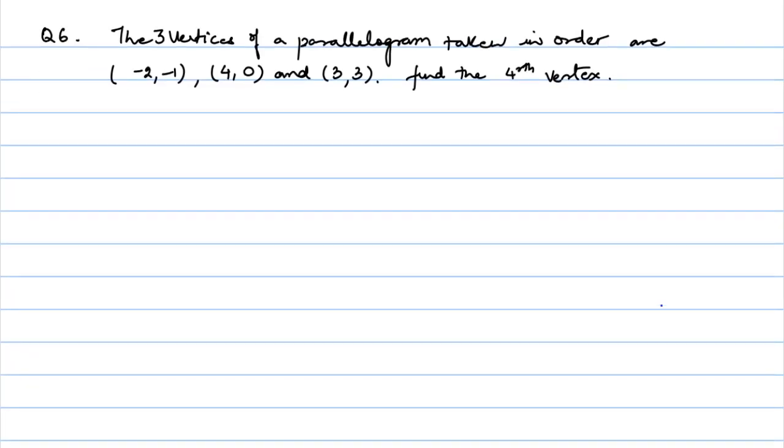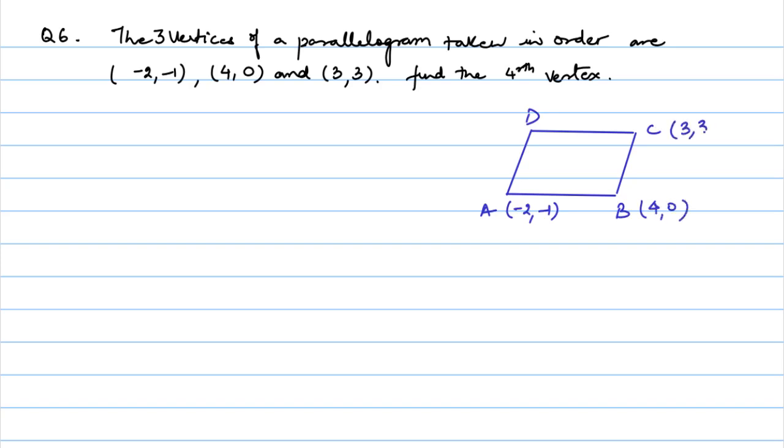Now let's take the next question. The 3 vertices of a parallelogram taken in order are these. Find the 4th vertex. Let's say we have a parallelogram and the vertices are like these: minus 2, minus 1, 4, 0, 3, 3. Taken in order means either we move clockwise or anti-clockwise. We cannot skip any vertex. Now, what is the 4th vertex?